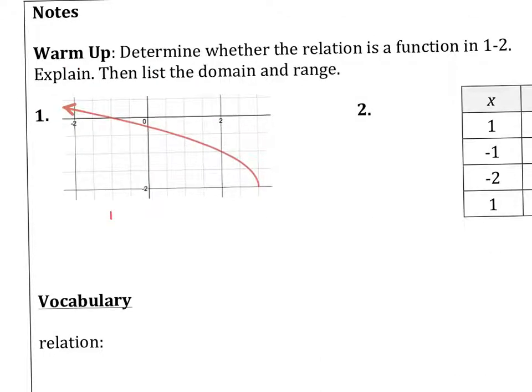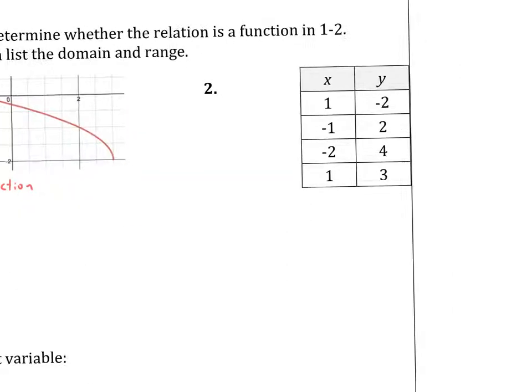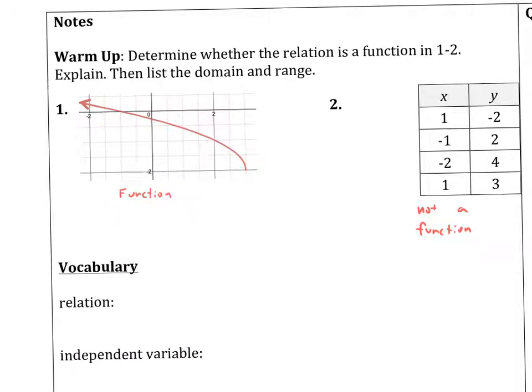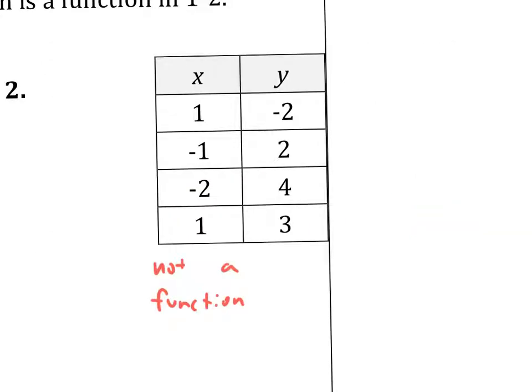This first one is a function. Yes, this one is a function. And over here is not a function. Of course, the real reason is why. Let's look at why number 2 is not a function. Notice that a 1 right here maps to a negative 2. But a moment later, we see a 1 again, and this time it maps to a 3.